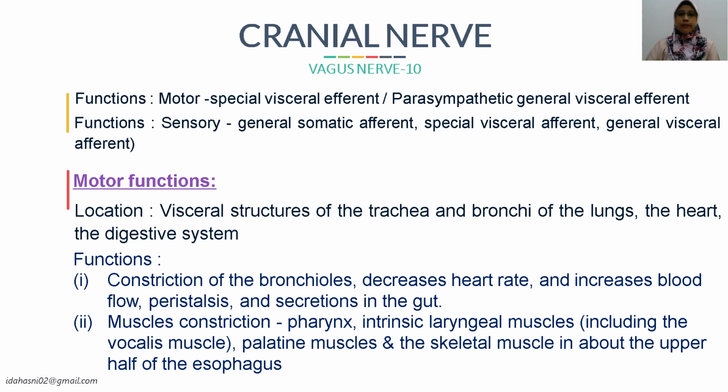The motor fibers are located adjacent to, nearby, or within visceral structures of the trachea and bronchi of the lung, the heart, and the digestive system. In general, the vagus nerve will control the constriction of the bronchioles, increased heart rate, increased blood flow, peristalsis, and secretions in the gut. The vagus nerve is also responsible for muscle contractions for the following muscles and its proprioceptive functions.